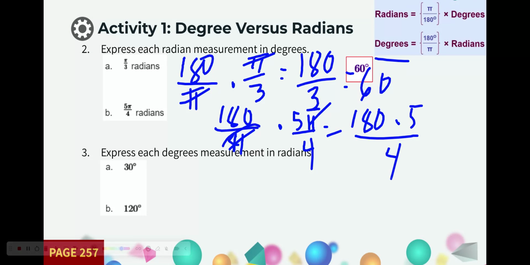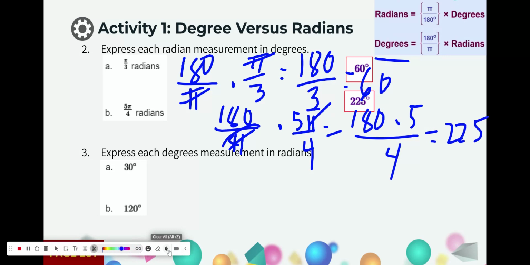So, you have 180 times 5 divided by 4. 225. So that's 225. Okay, yeah, we are right. Right? That is correct.